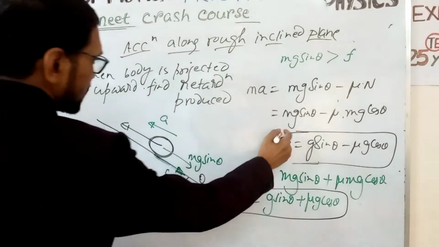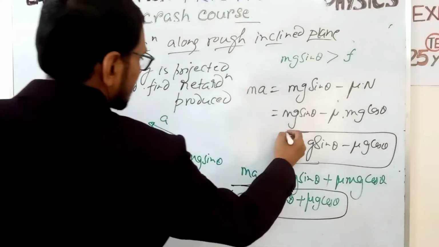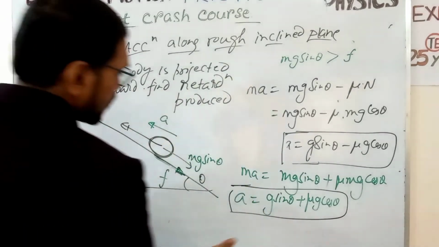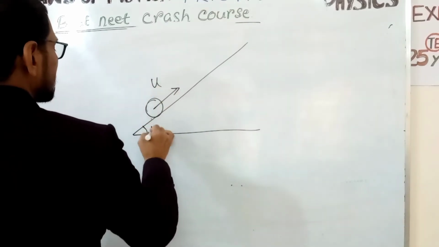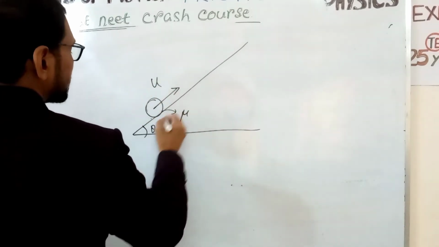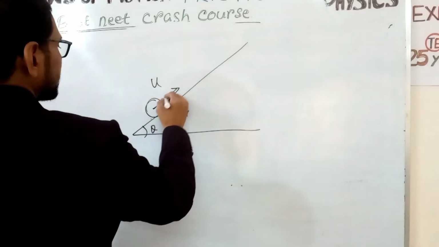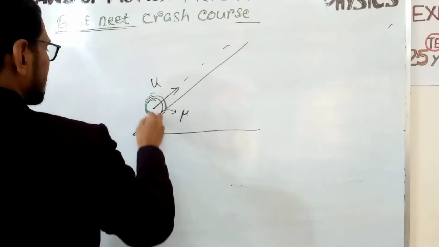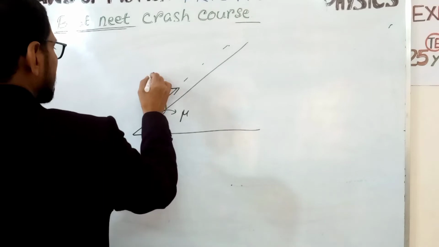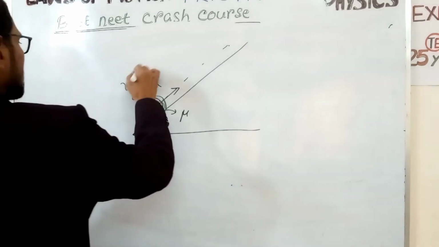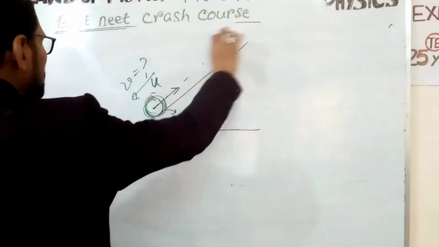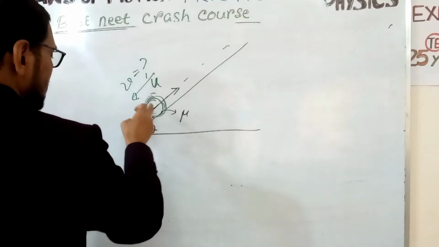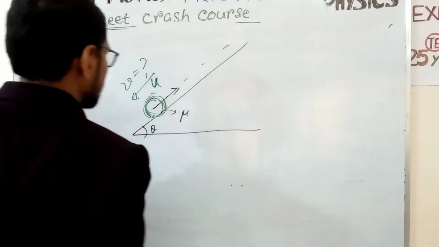This is a very important theory for the NEET exam. When the body moves downward, acceleration equals this, and when the body is projected upward, this retardation is produced. A body is projected with velocity u along a rough plane of angle theta, and the coefficient of friction is mu. When the body returns to the point of projection, what is the velocity v?